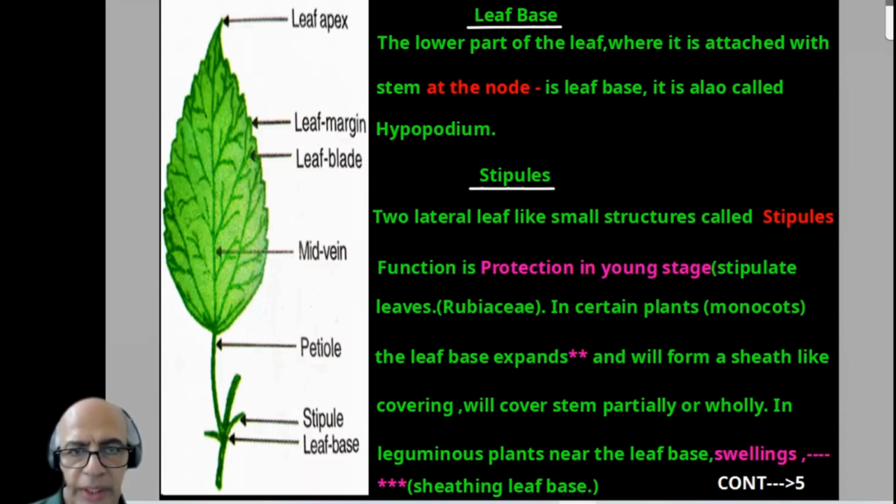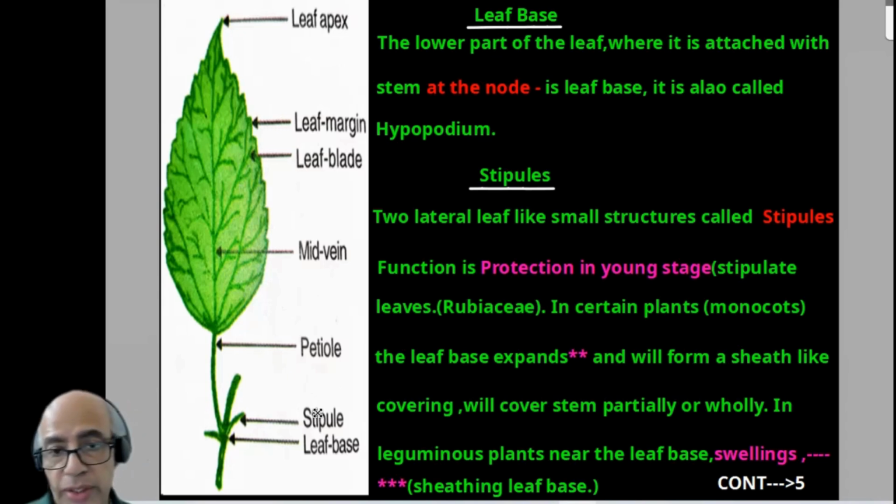Now connected with it, there is a structure called stipules. So what are stipules? 2 lateral leaf-like appendages or small structures called stipules. Here it is marked, so the diagram is very clear. The function is protection in the young stage. If stipules are there, it is called a stipulate leaf. A typical example is Rubiaceae, the coffee family.